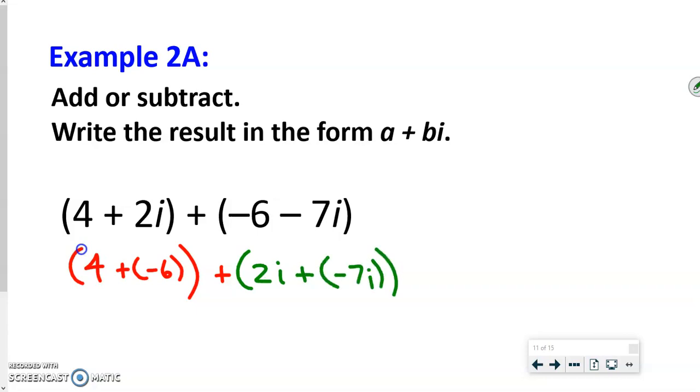Okay, so hopefully you know if you have a plus and a minus next to each other, we're really subtracting. So this is really going to be 4 minus 6, right? Which is going to be negative 2. And this over here is going to be 2i minus 7i. So that's going to be minus 5i. So again, put your imaginary parts together and your real parts together and combine those.